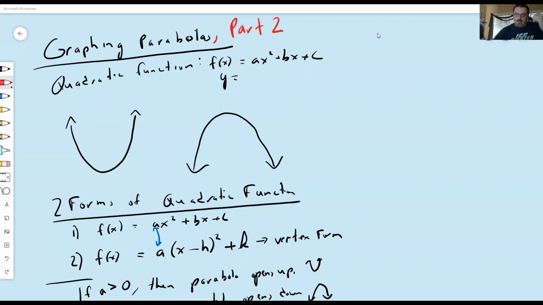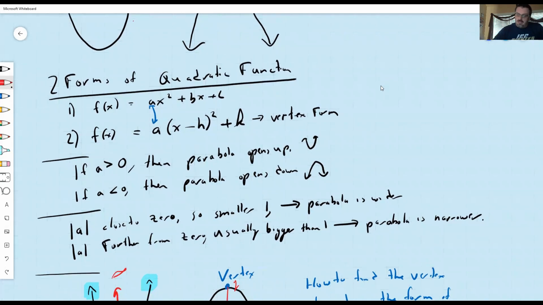Welcome back to Graphing Parabolas Part 2. This time we're going to look at how to find the vertex of a parabola in this form right here. But quick review, right? Parabolas either open up, like right here, or down. You can have two forms of an equation. You can have this form here, or this form here.